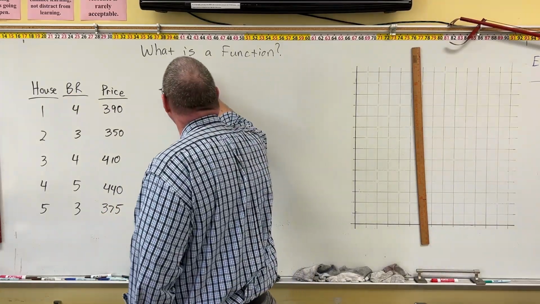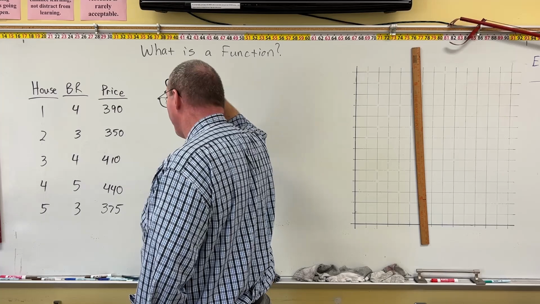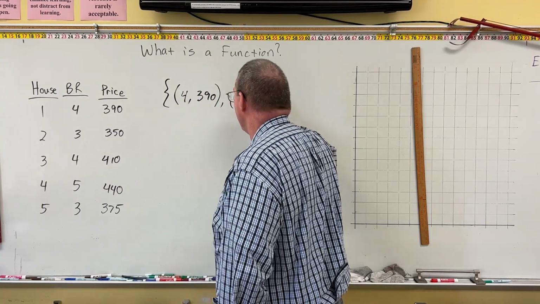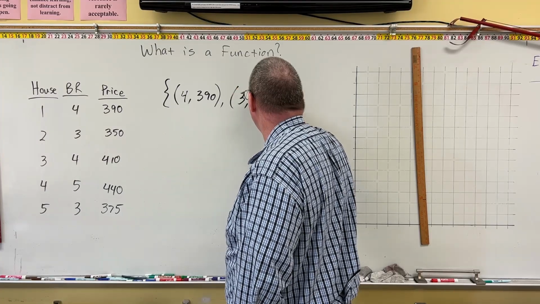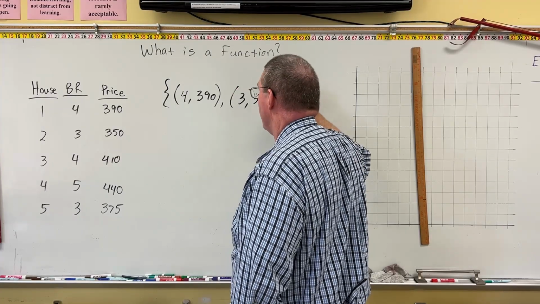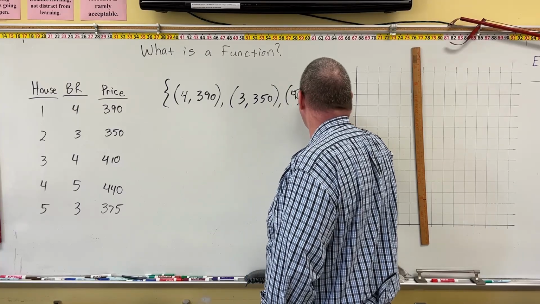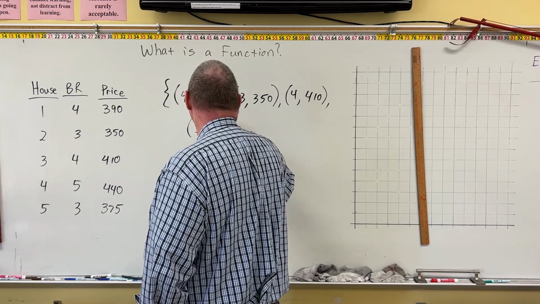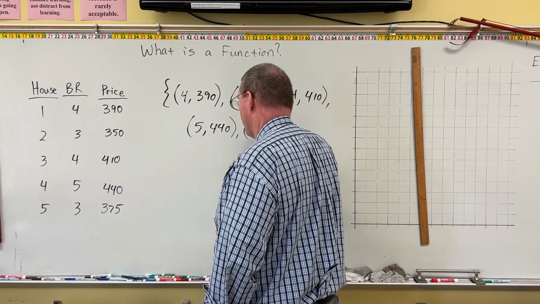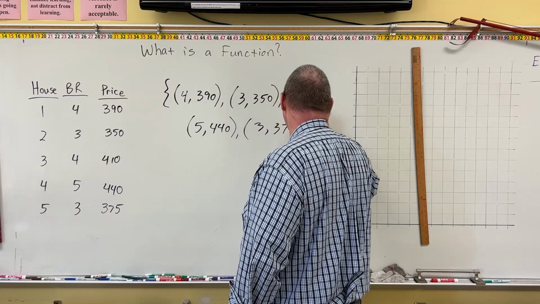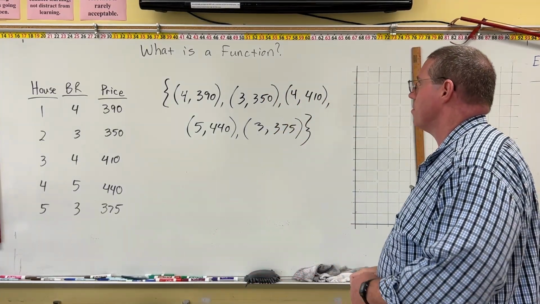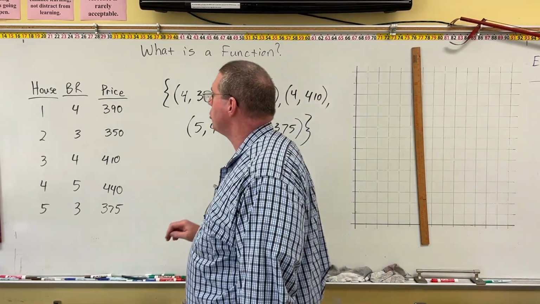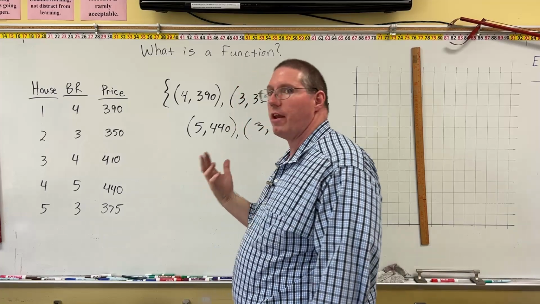Well, we can do this by setting up a set of the 5 houses. The first house is 4 input, output $390,000. The second one is number of bedrooms 3, output $350,000. The third one is 4 bedrooms for $410,000. The fourth one is 5 bedrooms for $440,000, and the last one is 3 bedrooms for $375,000. This is our set of 5 houses for sale in a neighborhood, and we want to know, is the relation between the number of bedrooms and the price, is it a function?